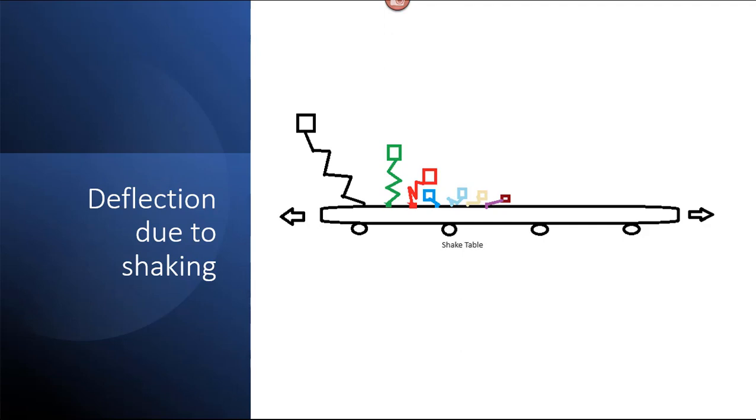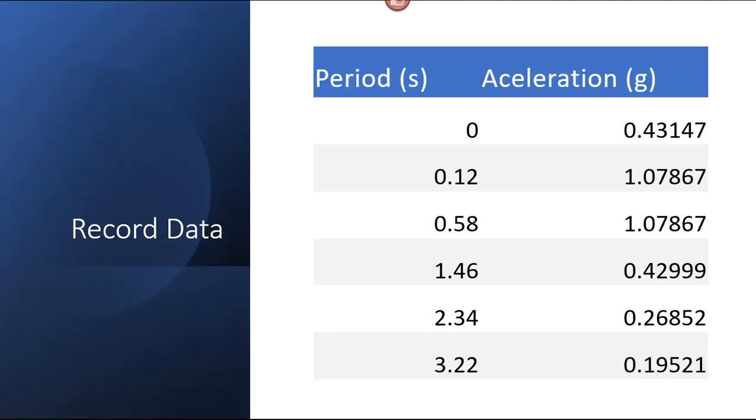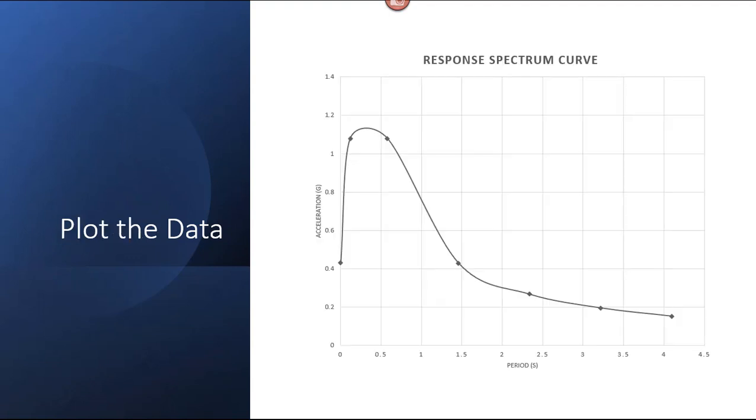And what we do is record these observations in Excel or in a table. In this case, we have recorded the period and the acceleration of each of these structures due to this seismic movement that we're trying to mimic. We take this data and plot it in Excel, and we obtain this curve. This is called the response spectrum curve for that event.